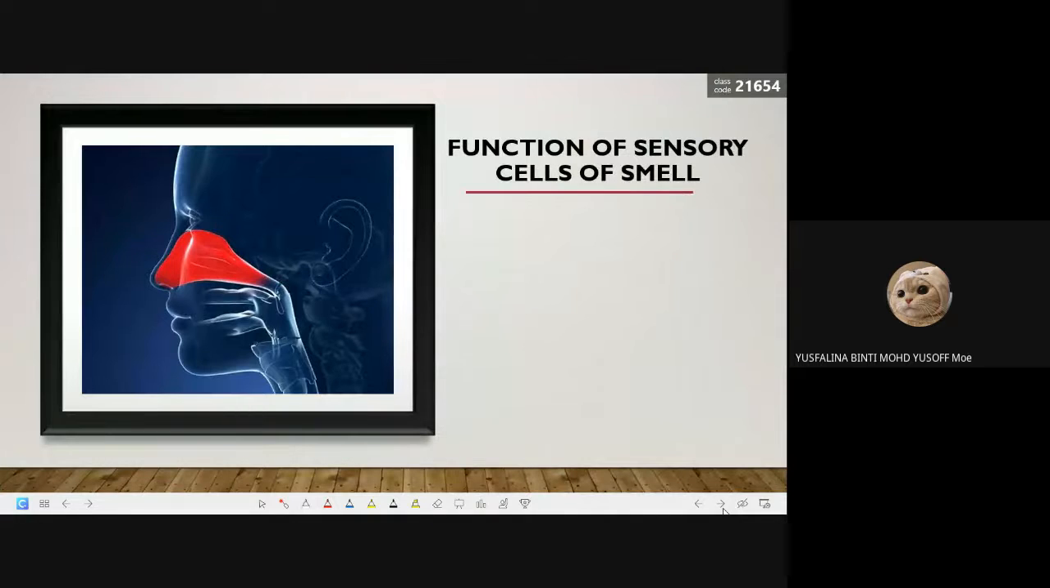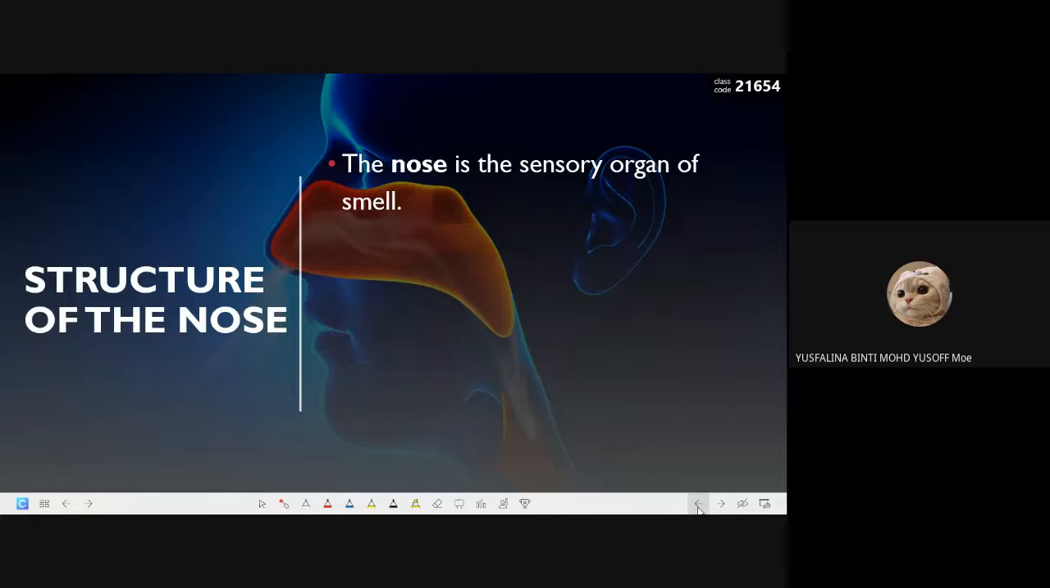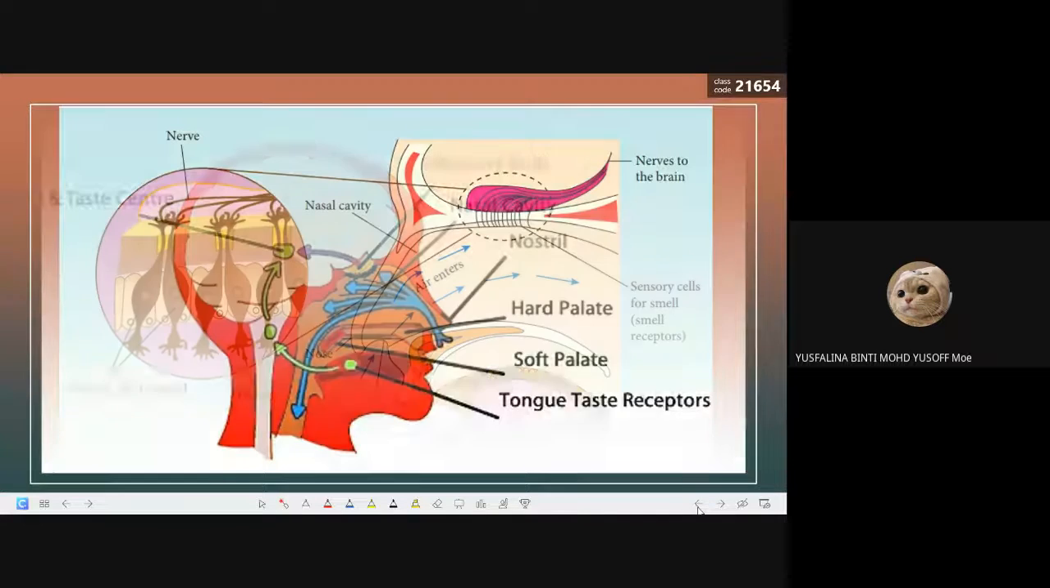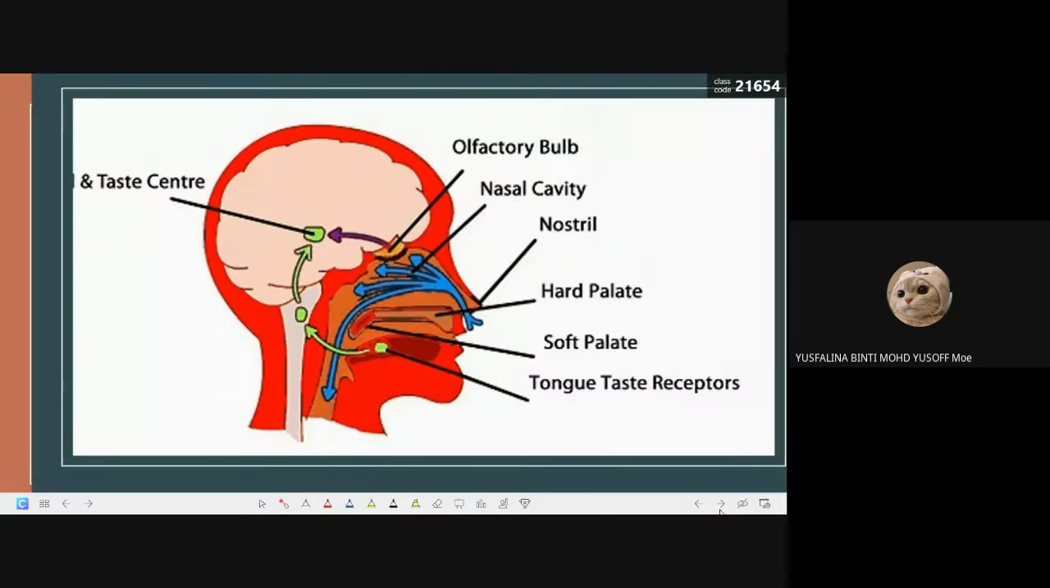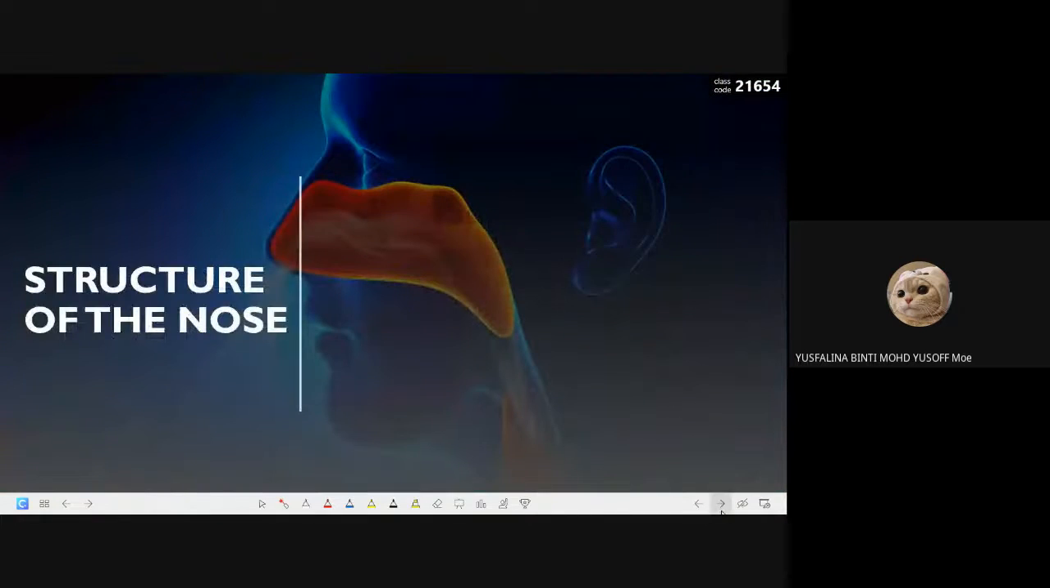Function of sensory cells for smell: they are tiny and covered with a layer of mucus. If I let you see the diagram again, here this is the sensory smell, and this is the mucus. It is covered by the mucus. The chemical substance that we smell will dissolve in the mucus.